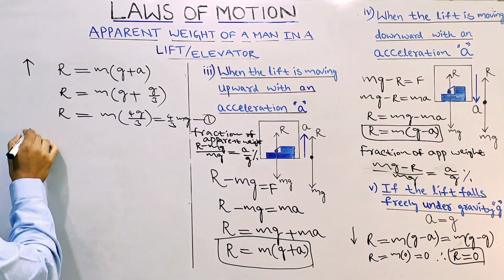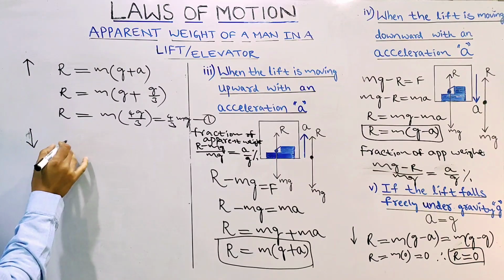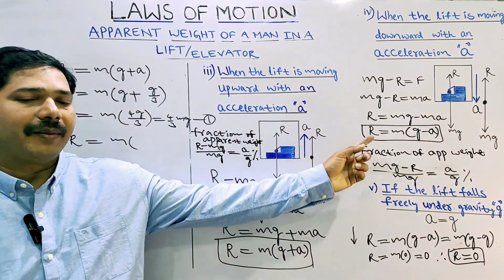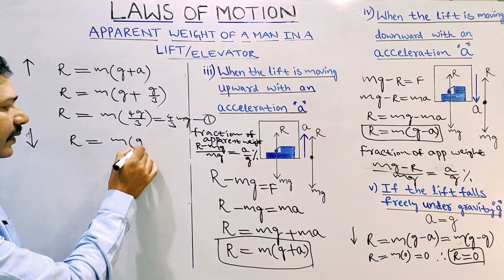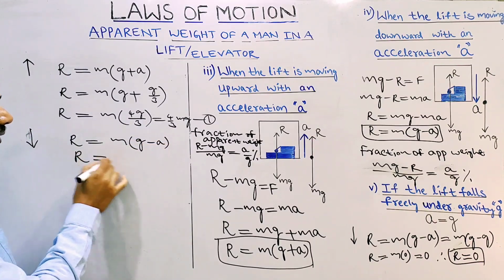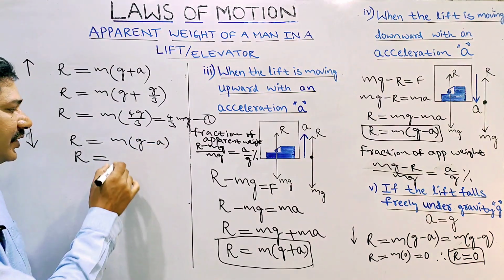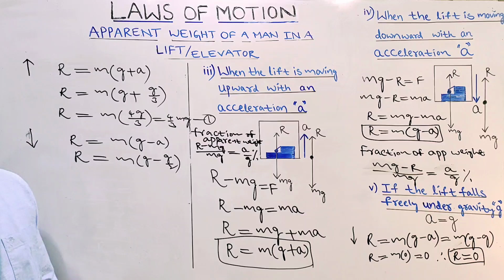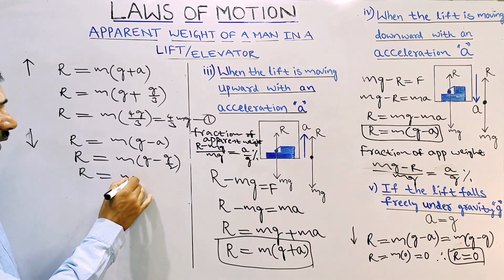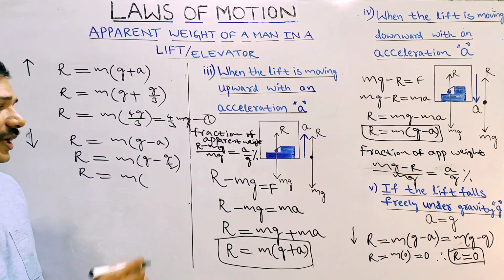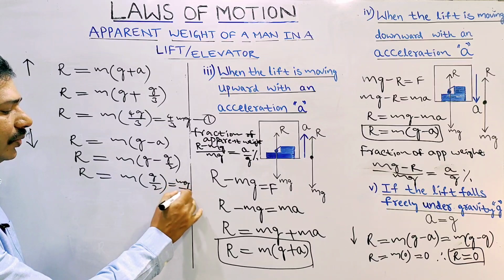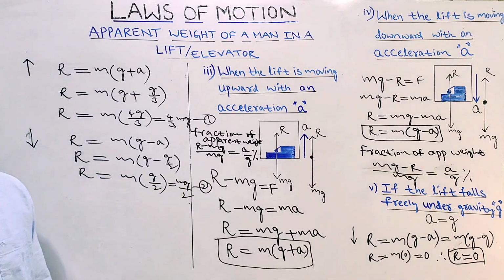Next, the lift is moving downward. So what is the formula? Apparent weight formula m of g minus a. The lift is moving down with acceleration how much? Half of the acceleration due to gravity, that is g by 2. So here you can take R equal to m into, 2 is the LCM, 2g minus g, that is g by 2. So that equal to mg by 2. That is equation 2. So this is the second case, R dash you take.